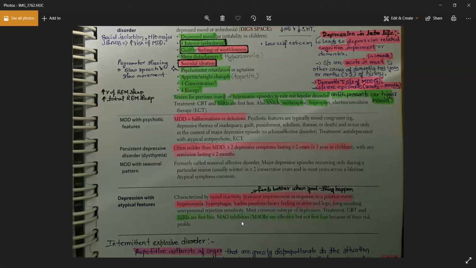And Step 1 can ask you this fact, that in a patient who is started on MAO therapy, what symptoms other than the depression must be present, so that the physician started the MAO therapy instead of the SSRIs first? So it would be either the mood reactivity or the hypersomnia or the hyperphagia or the leaden paralysis. So that kind of question can be framed on depression with atypical features. Okay.